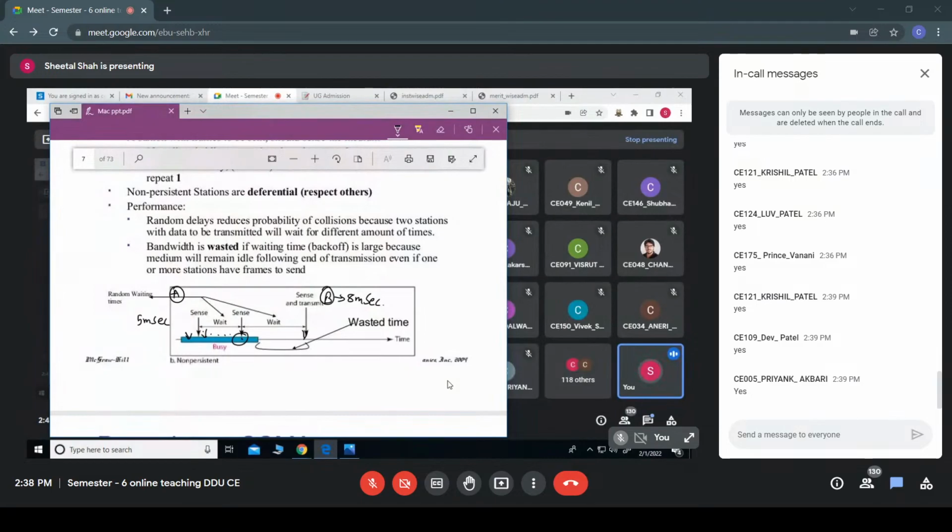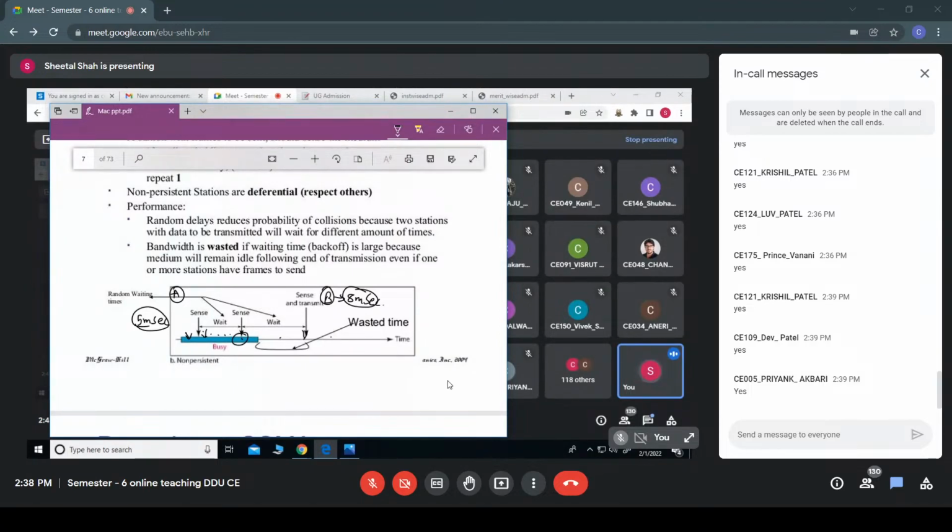After 5 milliseconds, station A would check whether the channel is free. If the channel is free, it would start transmitting. Meanwhile, at 8 milliseconds, station B would check whether the channel is free. If the channel is free, it may start sending the frame. And if the channel is not free, it would again wait for a certain random amount of time, and once again, it would listen to the channel. This is how the non-persistent CSMA would work.